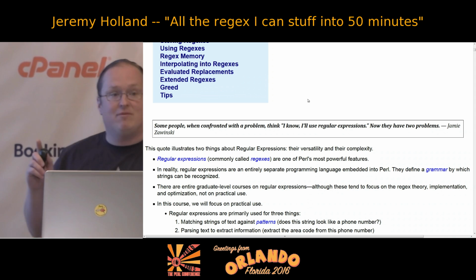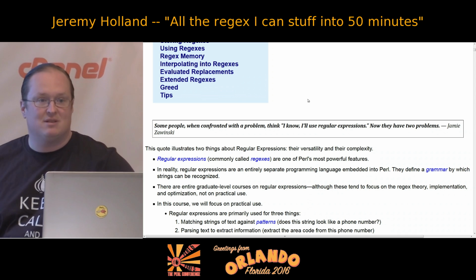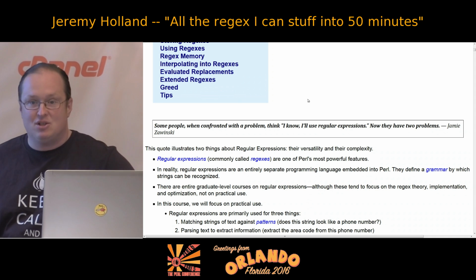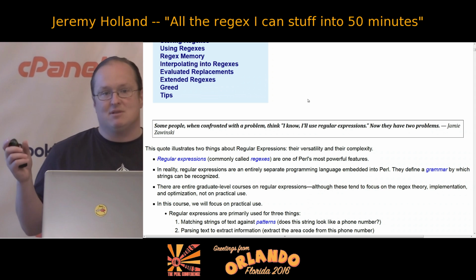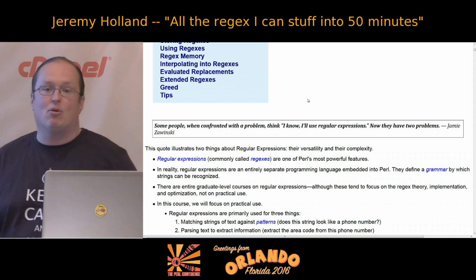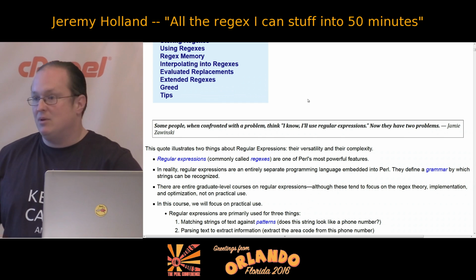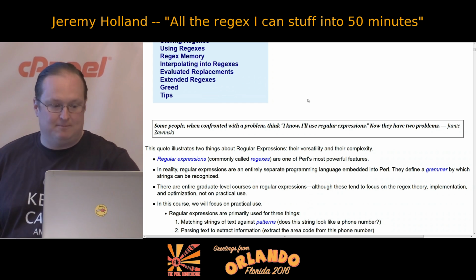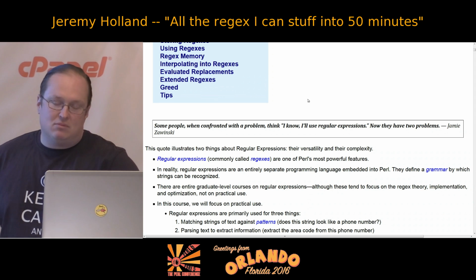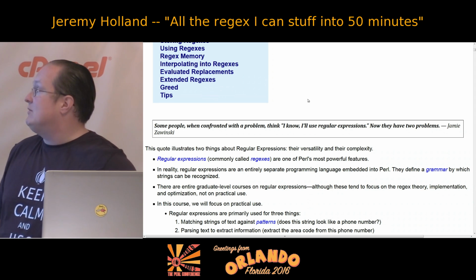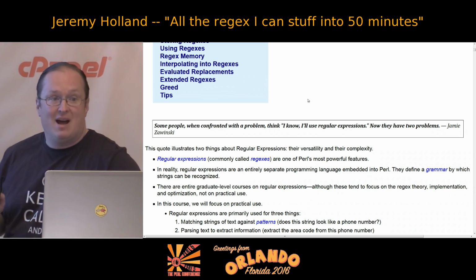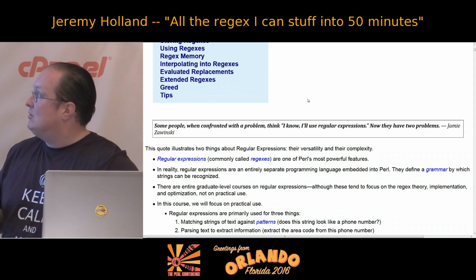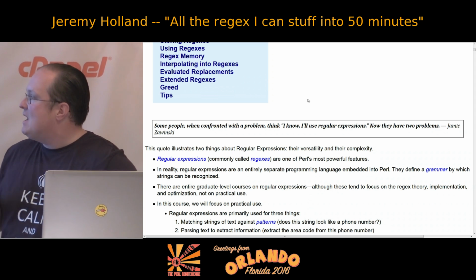They are, in fact, one of Perl's most powerful features. They're really a whole programming language, complete with loops and conditionals and variables and everything, all built into Perl. Every time you see those slashes in that little string, that's a programming language being run with a separate little engine running it. There can be a whole graduate level course on this. We're going to focus on practical use here, and I hope that you'll absorb a lot of this.